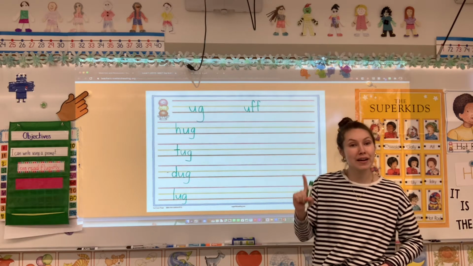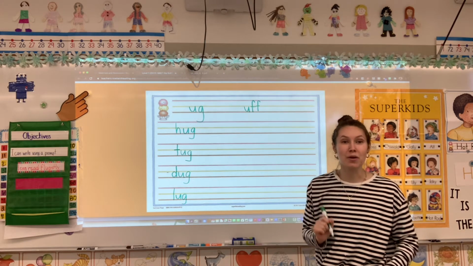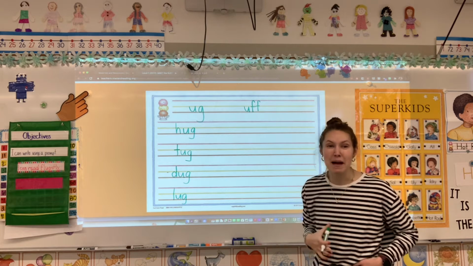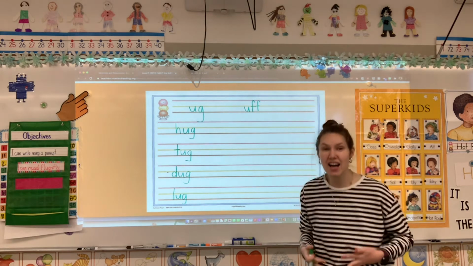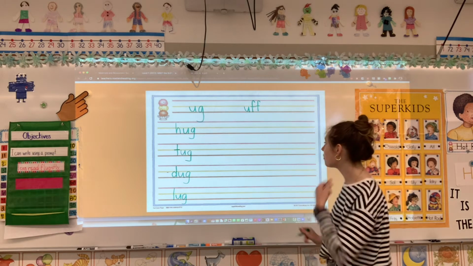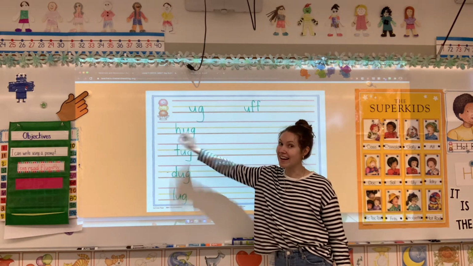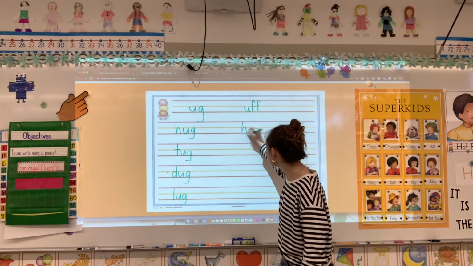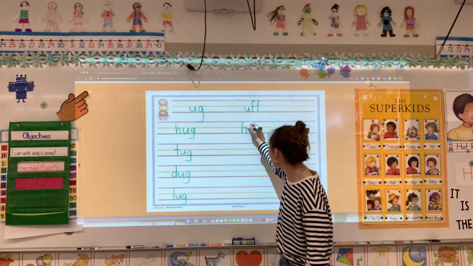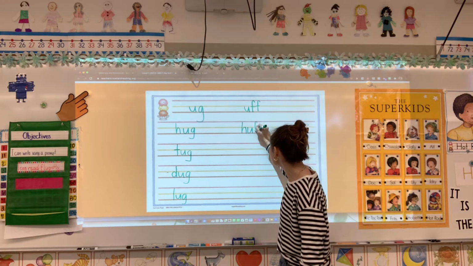Let's try one of our words here. We're going to write the word huff, like the big bad wolf. When he huffs and he puffs, it means to take a deep breath. That's like a huff. So we're going to write with the letter H, huff. That's our beginning sound. And then we're going to add that F ending. H-U-F-F.